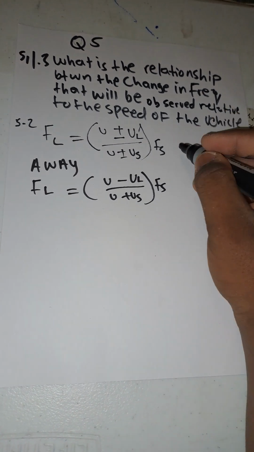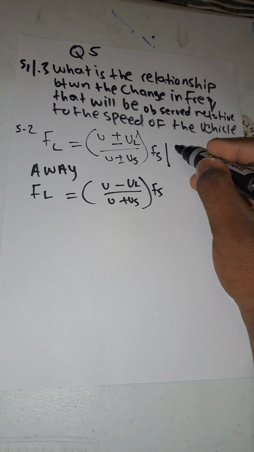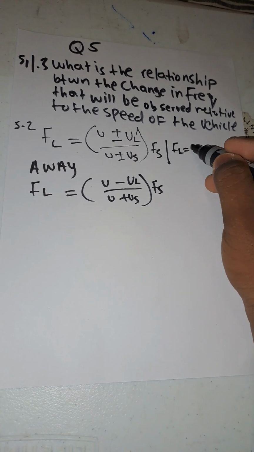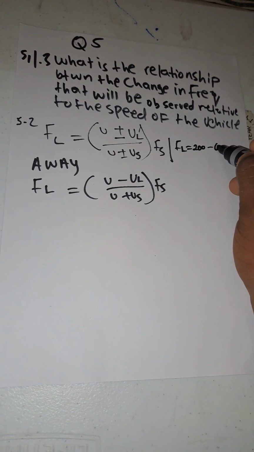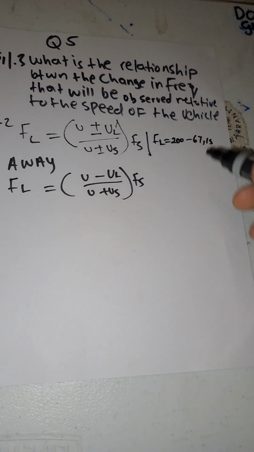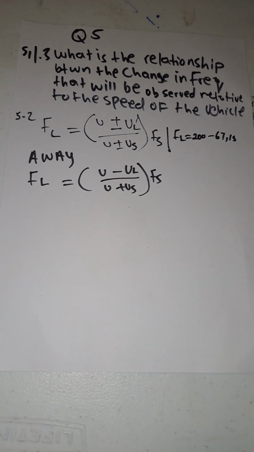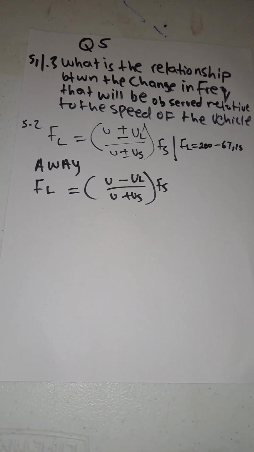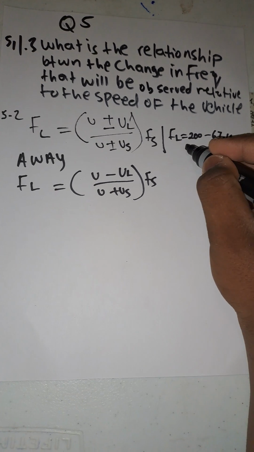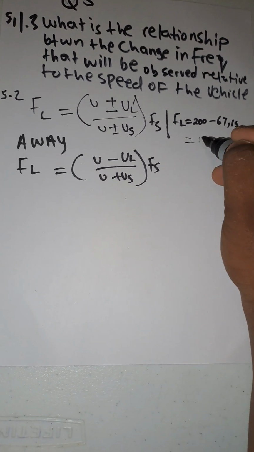And then now I can simply write my things here. The velocity of the listener will be 200 minus 67.15, because I was told there was a difference there. Let me take my calculator. So 200 minus 67.15 will be what?